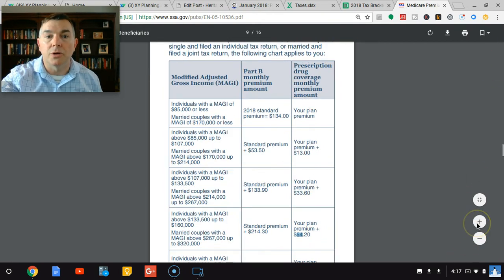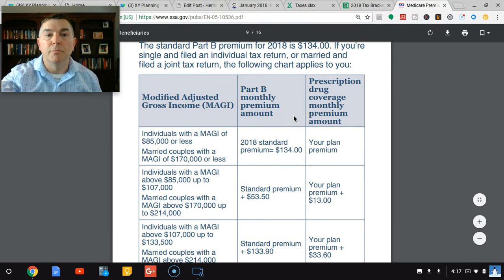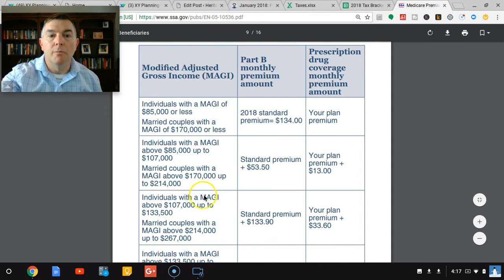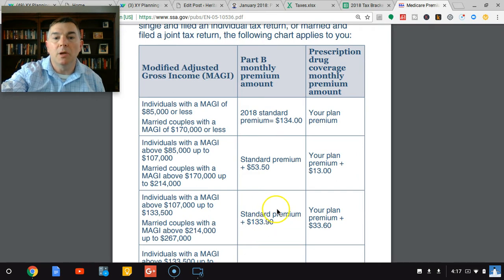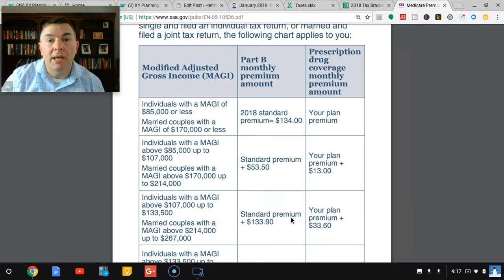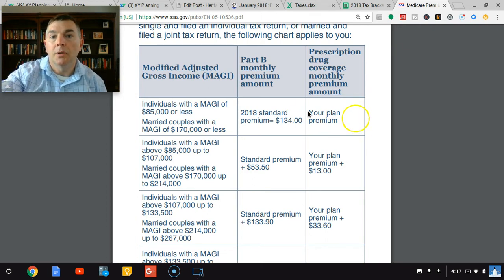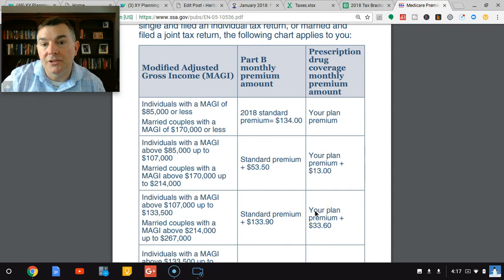Let's look at the Medicare charts. So the Medicare charts show a single taxpayer with modified adjusted gross income above $107,000 has a premium of $133 on top of the standard premium. So her standard premium for Medicare Part B is $134. Just basically is a double because $133.90. So basically her premiums on Medicare Part B have gone up by 100%. Her prescription Part D has gone up by $33, not quite a doubling, but pretty doggone close.